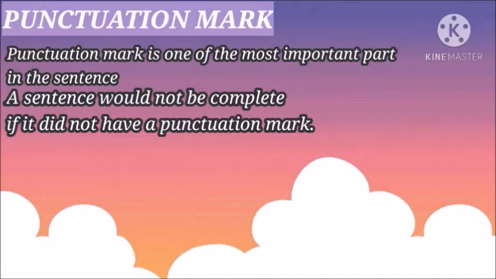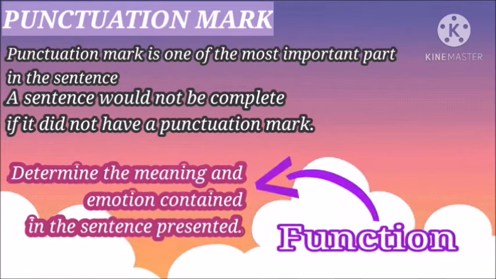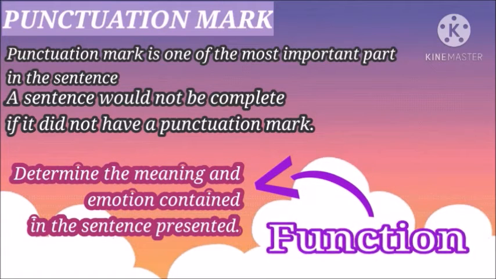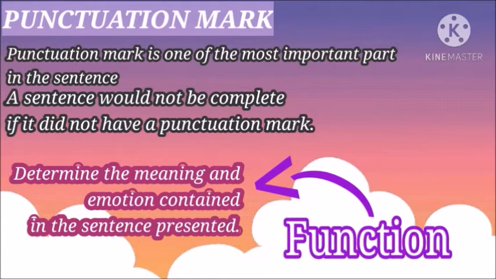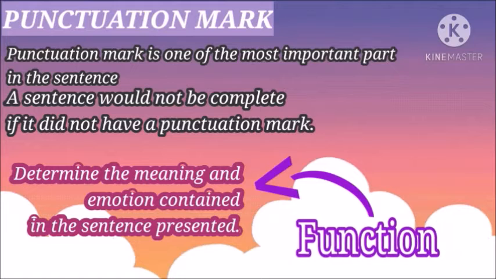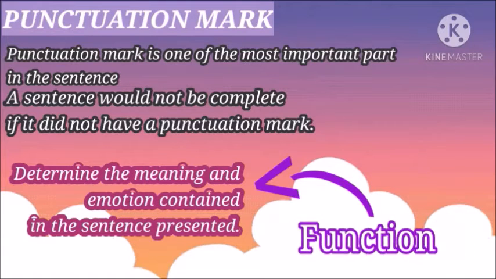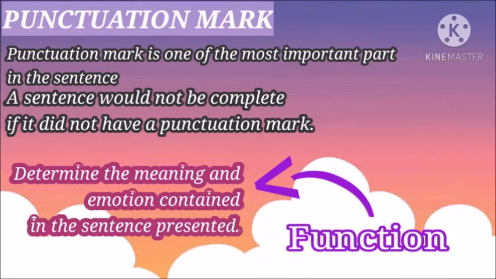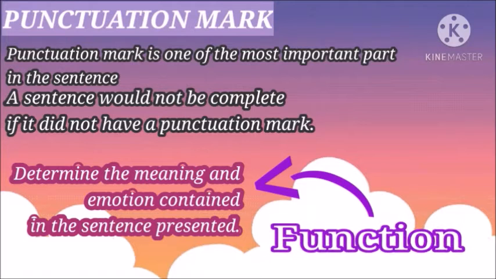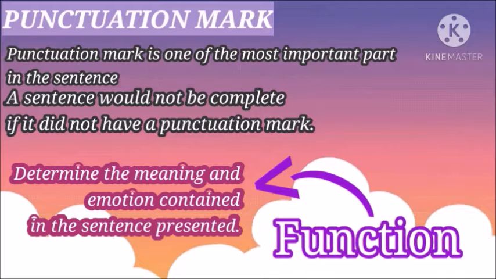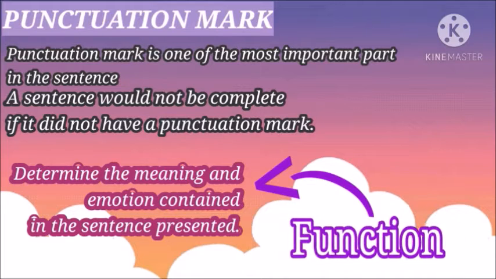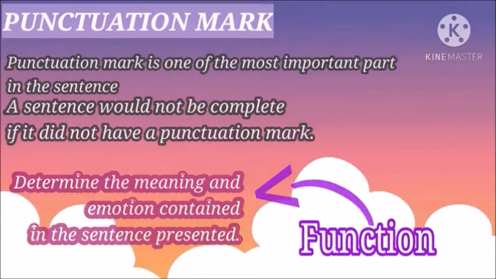A sentence would not be complete if it did not have a punctuation mark. Punctuation marks can determine the meaning and emotion contained in the sentence presented. The position of a punctuation mark will affect the meaning contained in the sentence. Frequently used in English academic writing are the period, comma, semicolon, and colon.